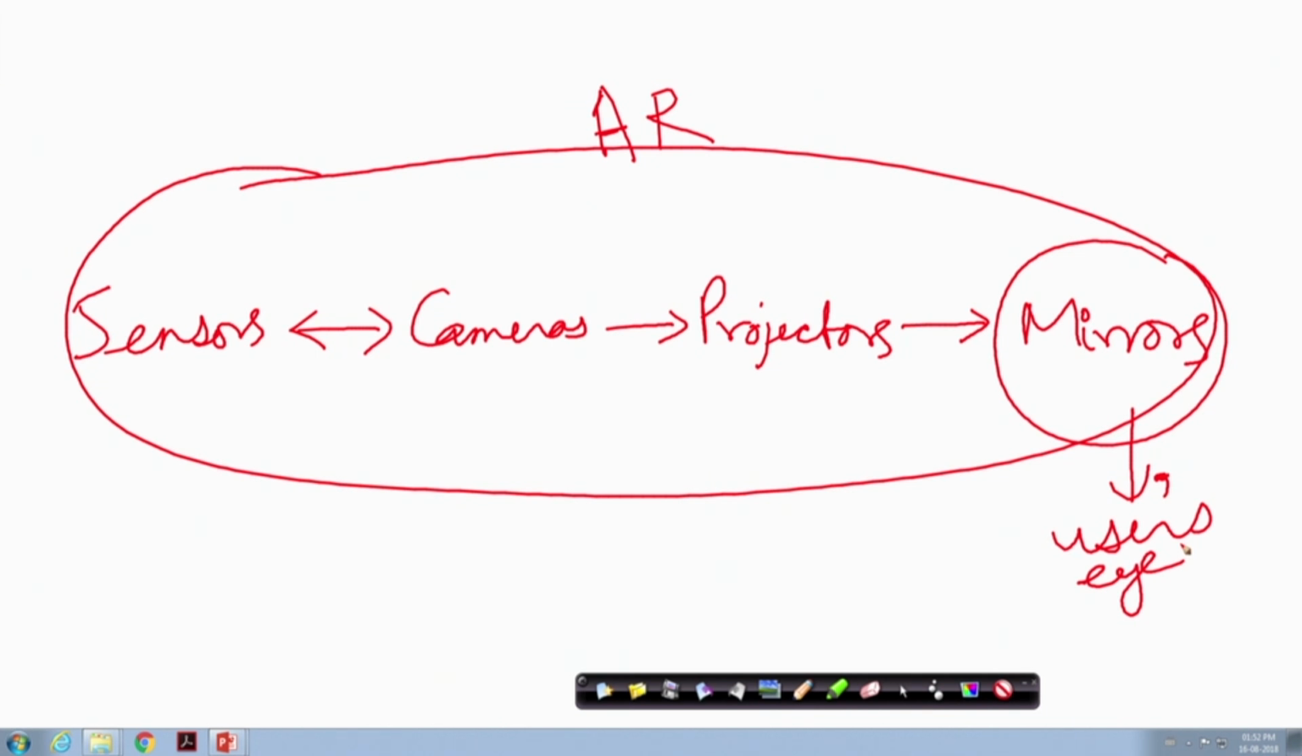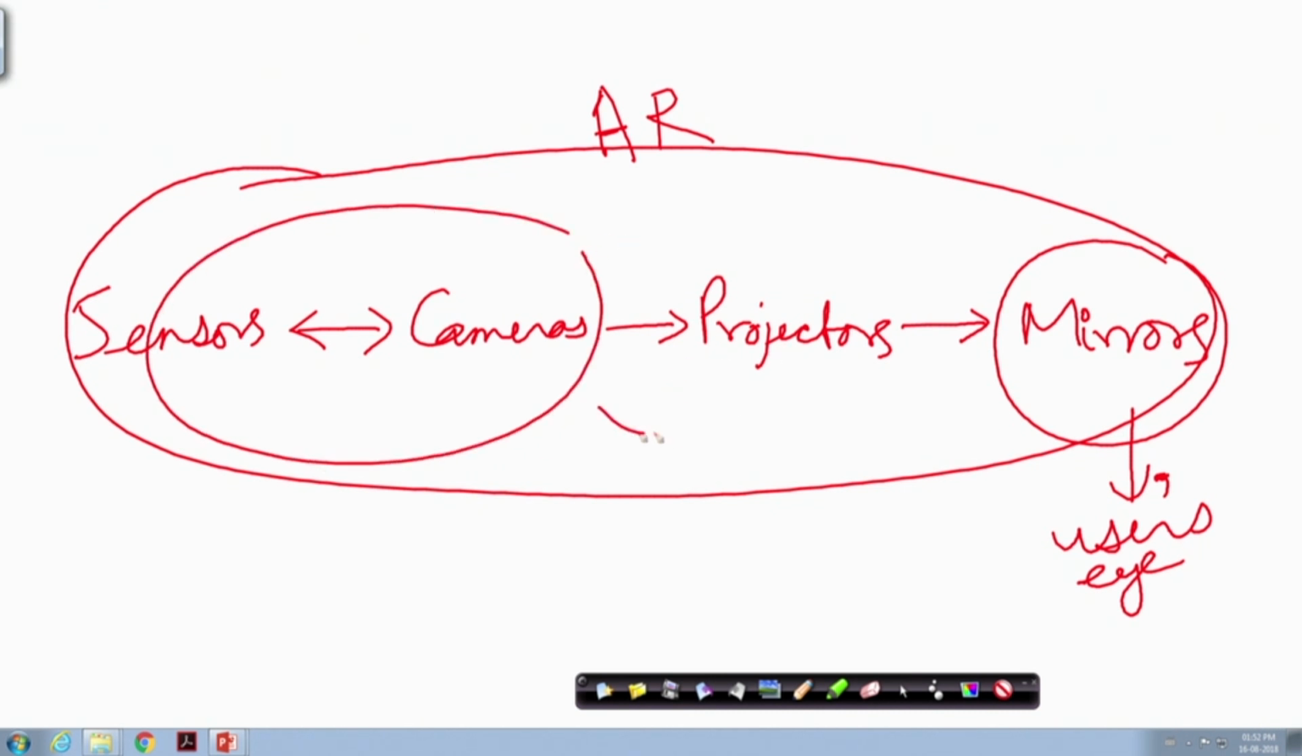So, these are the key aspects of AR and how it works. Sensors and cameras collect the information, and together they send it to the projectors, and the projector projects all this information. Then you have the reflection system, which is the mirror.